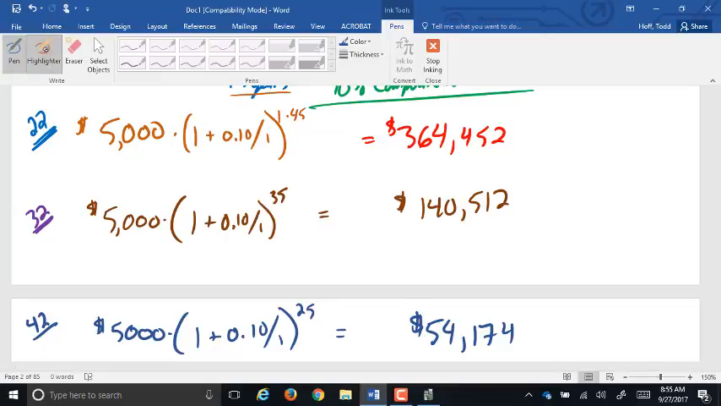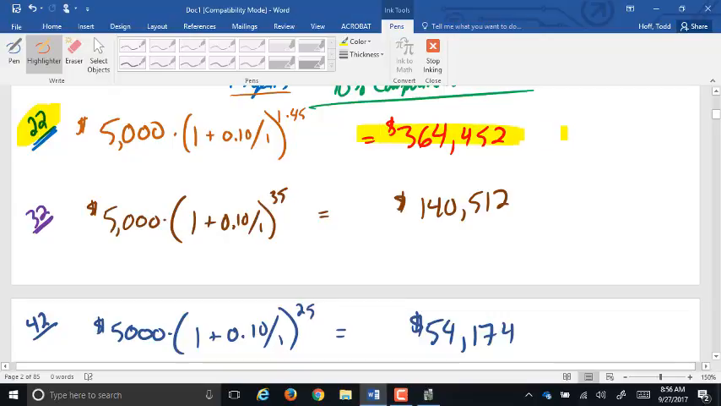You look at this, you can see if you did it at 22, you get 364,000. You wait till you're 42, it only turns into 54,000. 1/7 of what you would get if you did it at 22.